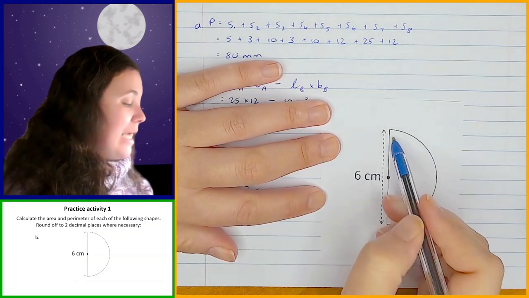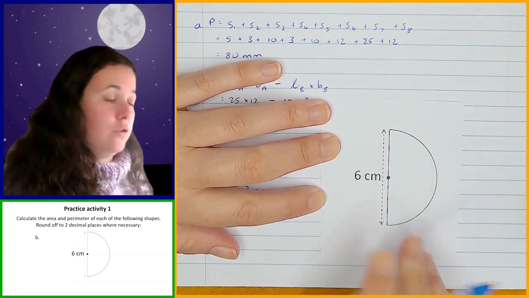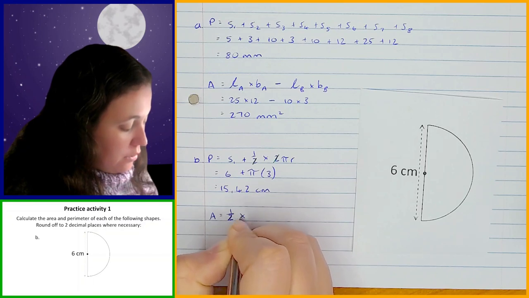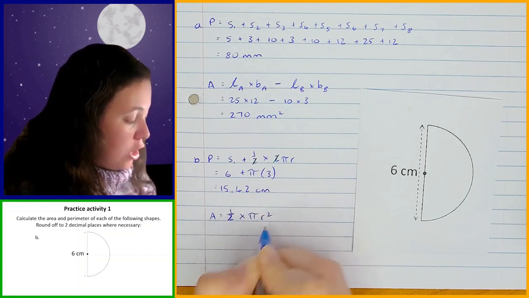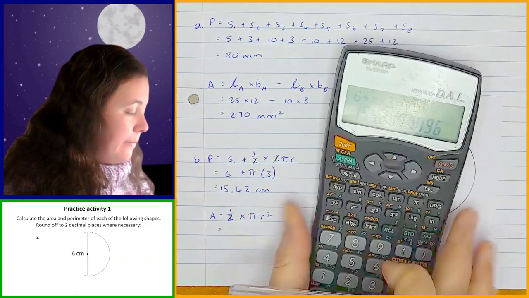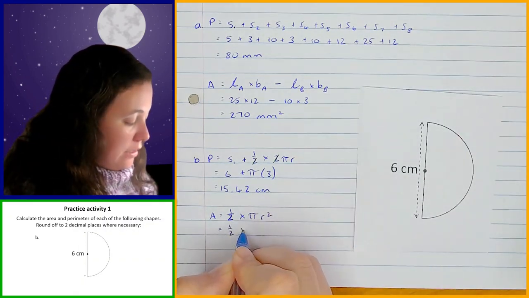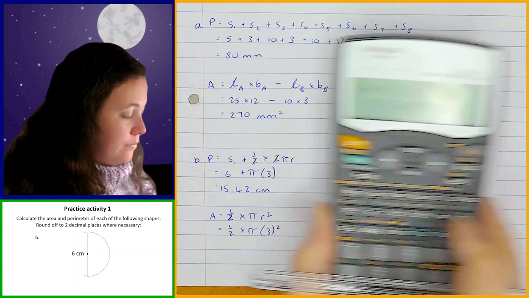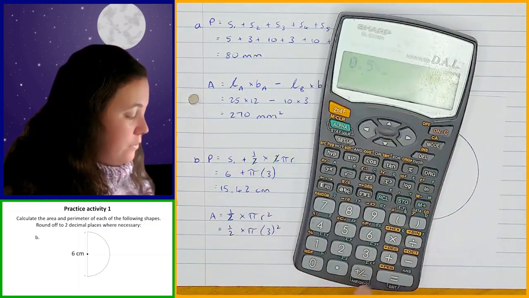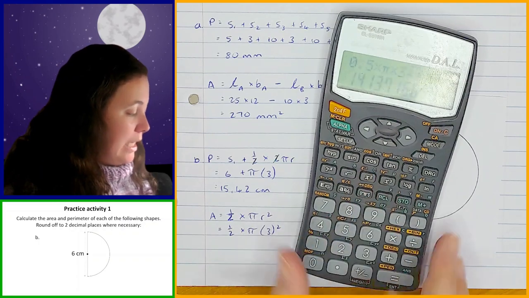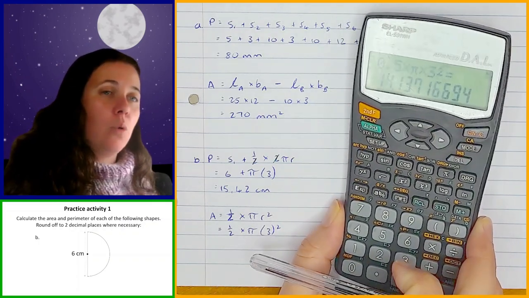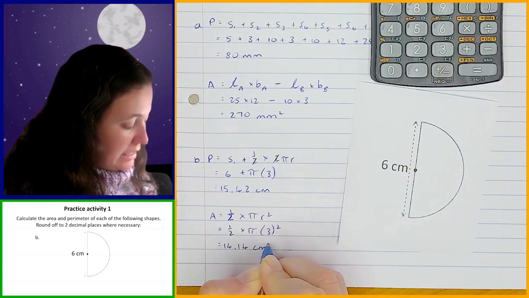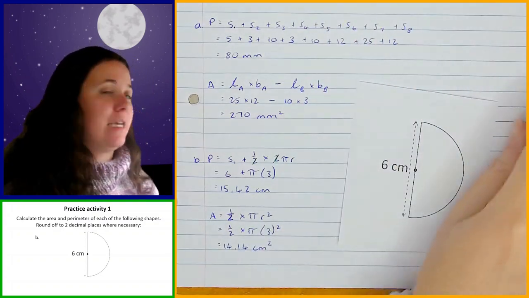Then the area. Now the area, I don't have to add anything extra. It is just a half circle. Okay? So it's going to be the area of a half times pi r squared. So it's half of a circle. Okay, so let's just fill that in quickly. It's half times pi times the radius, which is 3 squared. So 0.5 times pi times 3 squared gives us 14.14 centimeters squared. And that's what we should have got for that example.